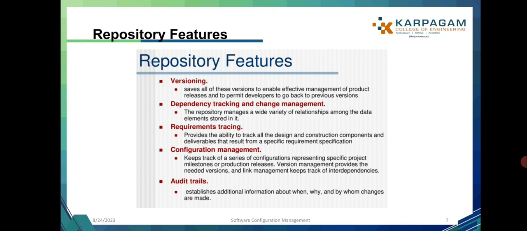The features of the repository are versioning, dependency tracking and change management, requirement tracking or tracing, configuration management, and audit trails. Versioning saves all of these versions to enable effective management of product releases and to permit developers to go back to previous versions. In dependency tracking and change management, the repository manages a wide variety of relationships among the data elements stored in it. Requirement tracing provides the ability to track all the design and construction components and deliverables that result from a specific requirement specification.